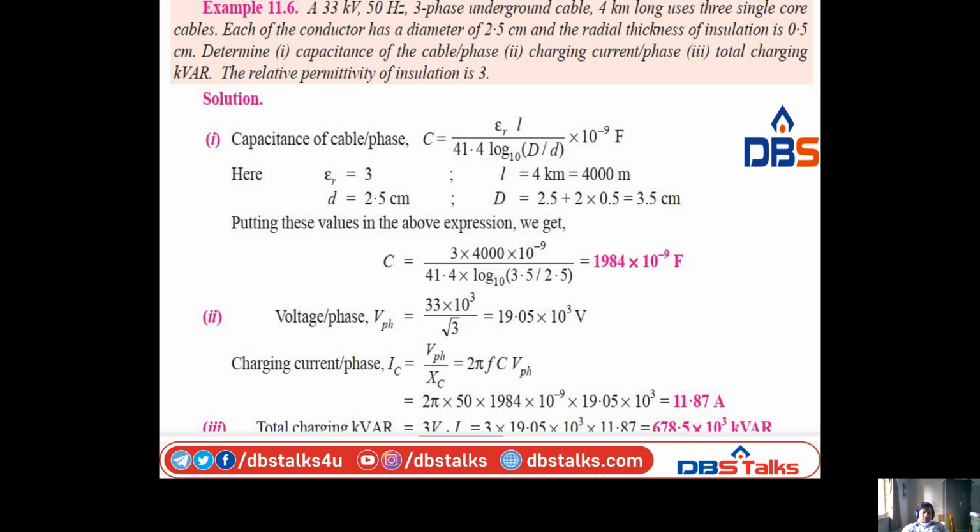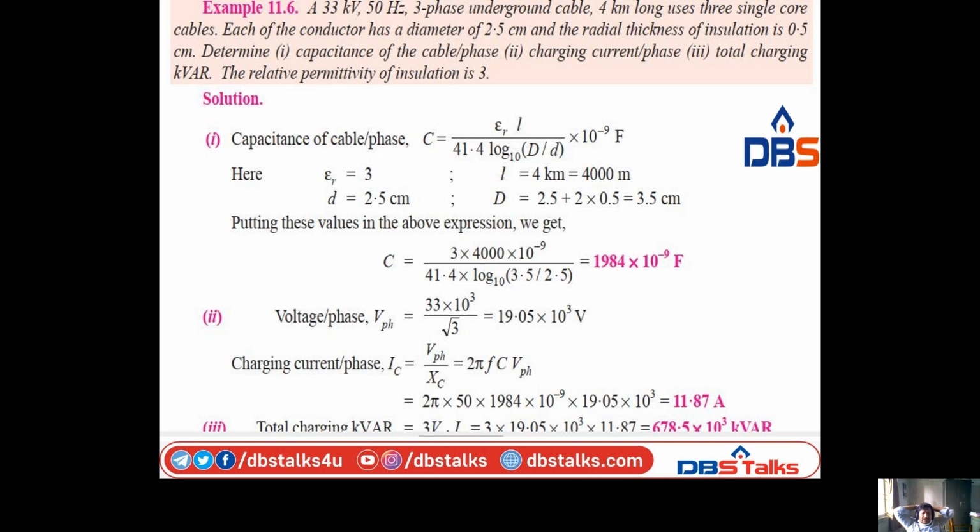Therefore, capacitance of single core cable C phase is equal to epsilon r L by 41.4 log capital D by small d base 10 into 10 power minus 9 farad. Substituting all the values, C is equal to 3 into 4000 into 10 power minus 9 divided by 41.4 into log 3.5 by 2.5 base 10. Now, by calculating with calculator, we are getting C is equal to 1984 into 10 power minus 9 farad.